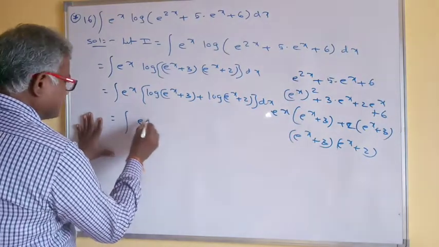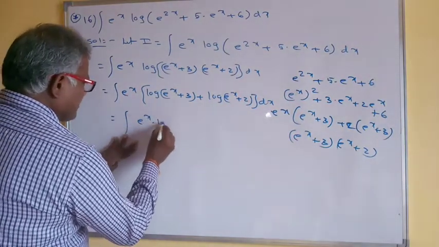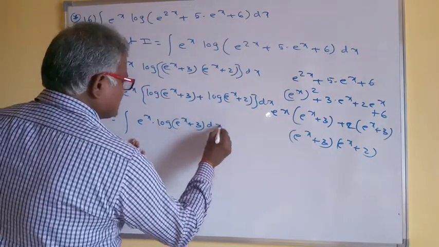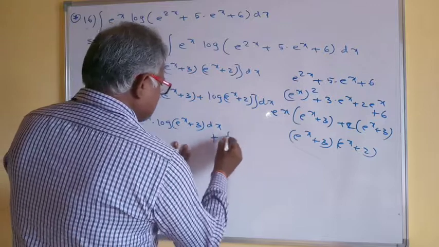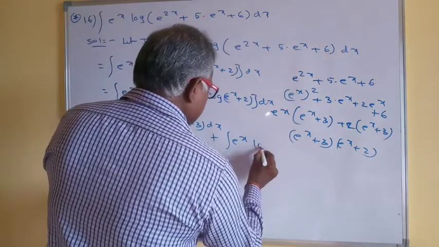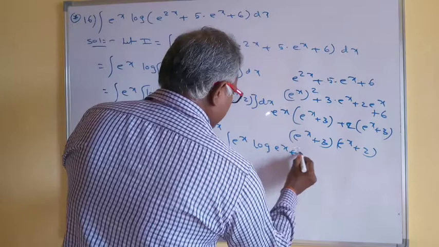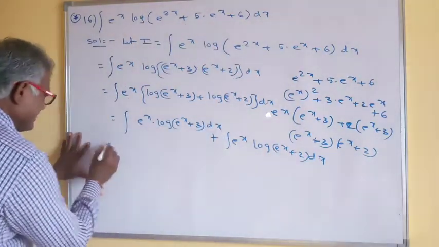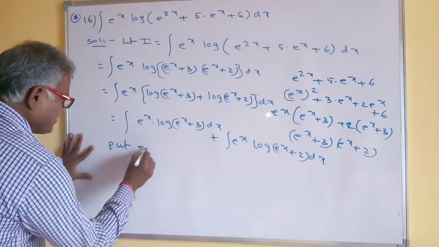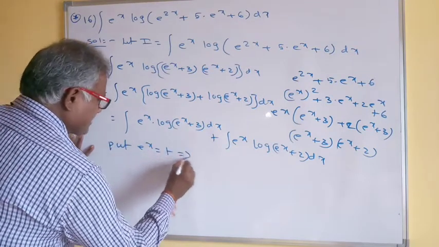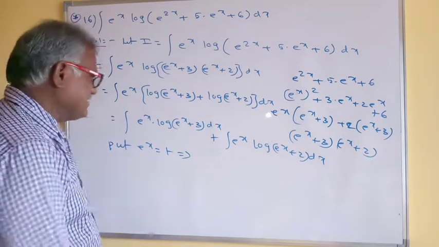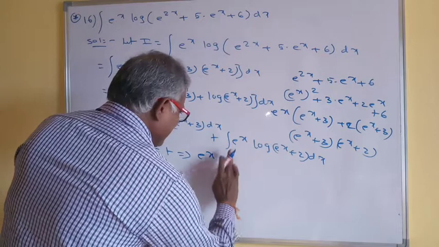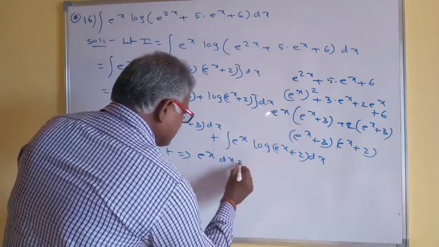Now you can separate this one: integral e power x into log of e power x plus 3 dx, again plus integral e power x into log of e power x plus 2 dx. Okay. Now clearly, simply here put e power x is equal to t. So here e power x dx is equal to dt.